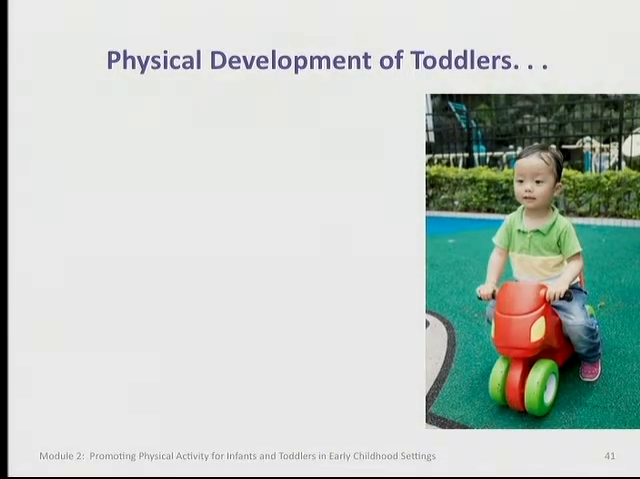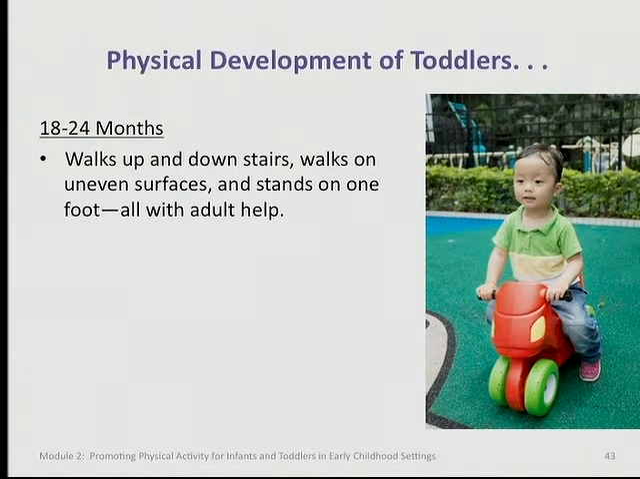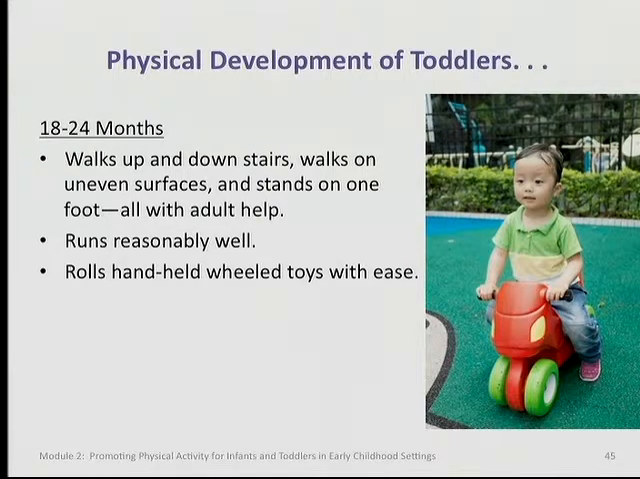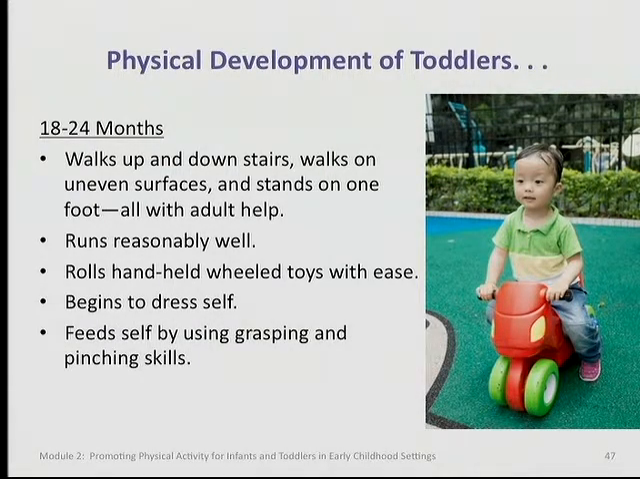Over the next 6 months, from 18 to 24 months of age, toddlers develop the ability to walk up and down stairs, walk on uneven surfaces, and stand on one foot, but they still require adult help. At this age, toddlers can run reasonably well, but are unaware of potential hazards in their path. As fine motor skills progress, toddlers enjoy rolling handheld wheeled toys such as toy cars and trucks. They begin to dress themselves with easy-to-pull-on clothing and feed themselves using grasping and pinching skills.